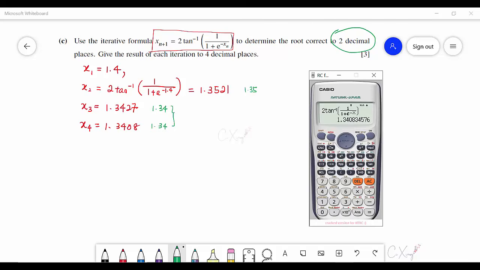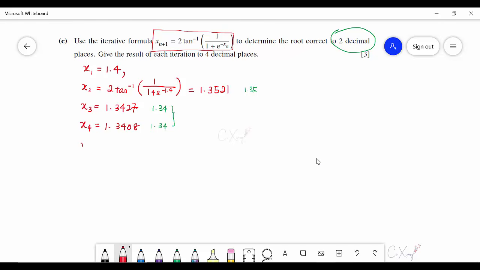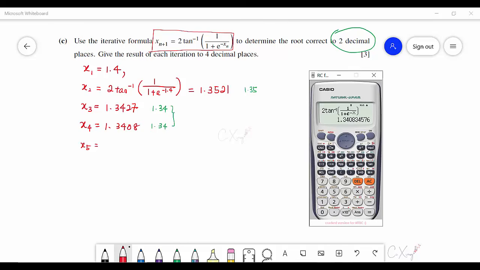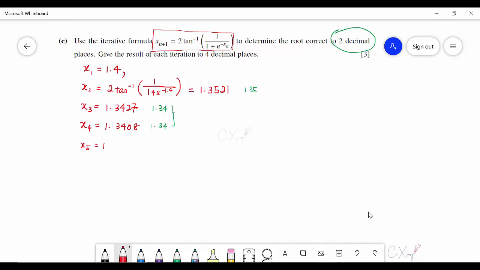Usually for me, I will continue with one more extra iteration to make sure that this is the correct root. So I will continue with one extra iteration. I will put the calculation here, and I will key in 1.3408, then the equal sign. Then the next value I get is 1.3405.